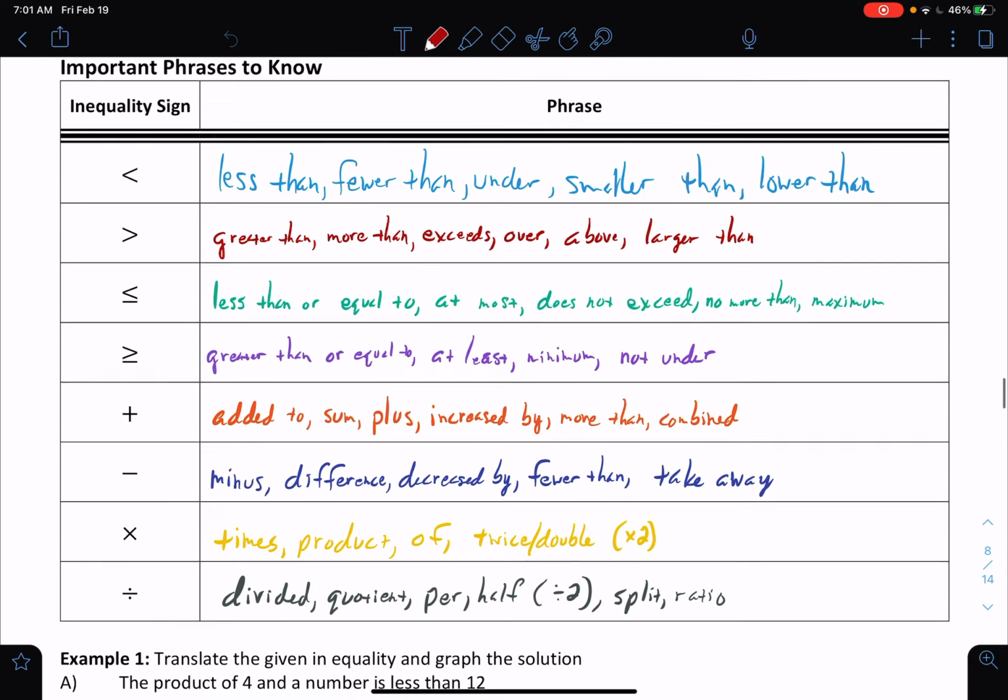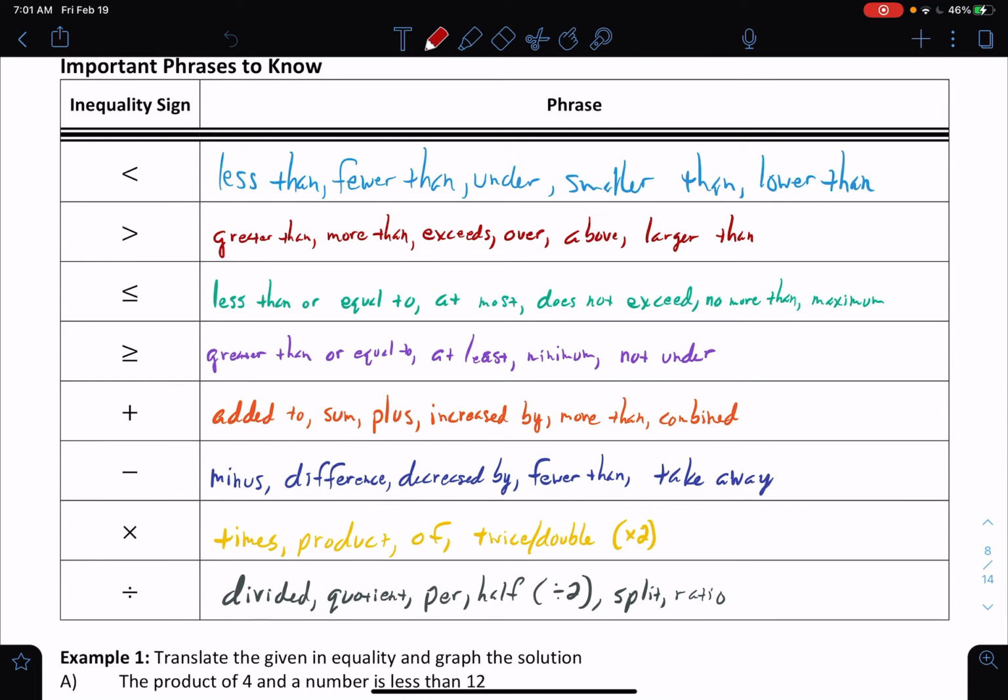And so I've got a lot of phrases here for each of these symbols which we're going to be dealing with. I would recommend that you pause the video and write each of these down in your notes, and understand that if I'm talking about less than, or I see the term fewer than, smaller than, or lower than, that's all talking about the same symbol, which is less than. The first four deal with your inequality symbols, and the last four deal with your operations: adding, subtracting, multiplying, or dividing. Pause the video right here, and then we'll go on.